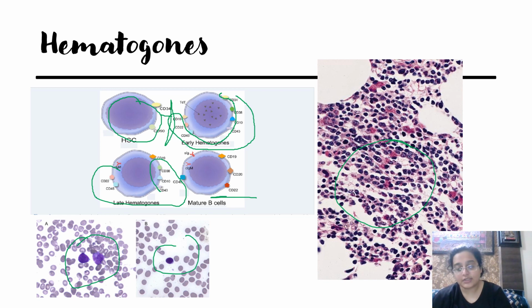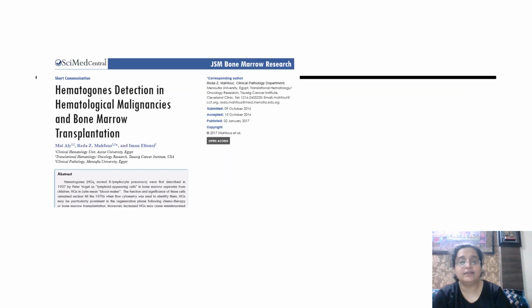But morphologically, don't get confused with large dark blue cells mimicking blasts without nucleoli. They are just hematogones. Don't report them as blasts. Do read this paper. That image has been taken from that paper. A wonderful paper, in SciMed Central JSM Bone Marrow Research. Mal Ale et al. have written this paper. So please go and read this, and you will understand what a hematogone is.